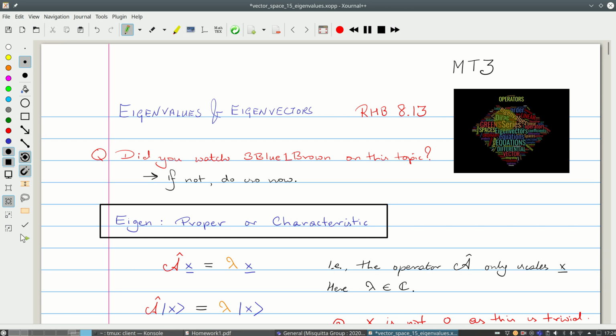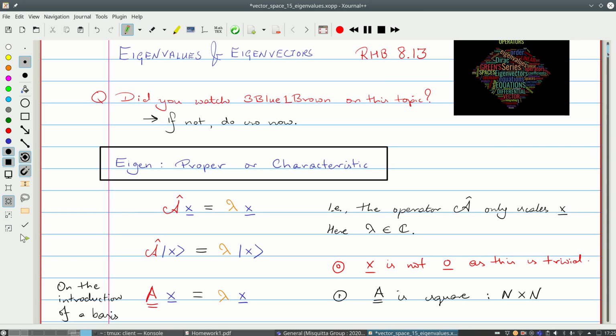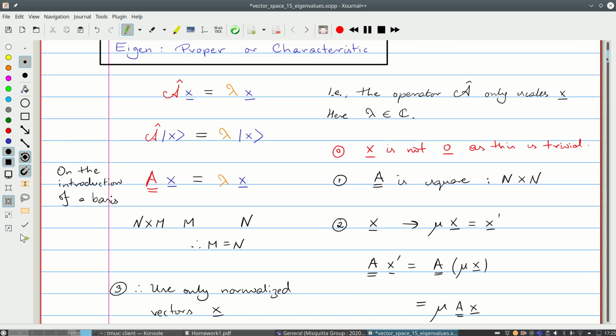Welcome back to MT3, Eigenvalues and Eigenvectors. Now this is part 2 of this series. It's quite a long set of topics I want to cover, so it's going to be split into a few parts. Alright, so far we have looked at what an eigenvalue problem is.